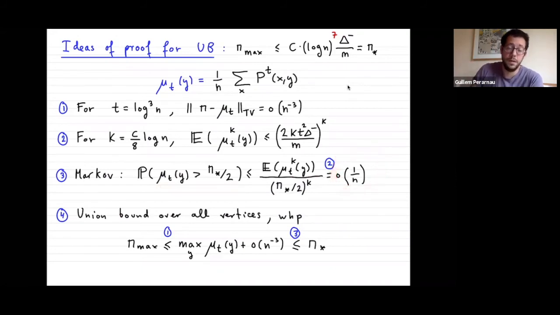So you know that for any vertex, so with high probability for all the vertices, it is going to be at most this pi star over 2, and then you can use 1, which was telling you that in fact pi and mu-t are very similar, to conclude that the maximum of the stationary distribution is at most this thing.